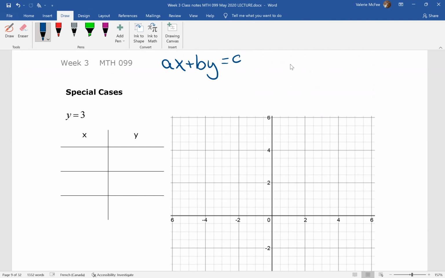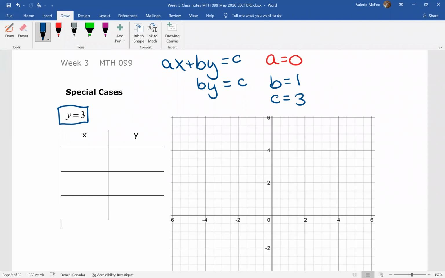If Y equals 3, what does that tell me? Well, it tells me that A must equal 0. When A equals 0, I would have BY equals C. And in this case, Y equals 3. I know that B must equal 1 and C equals 3. This is still the equation of a line. A is just 0. That's okay.